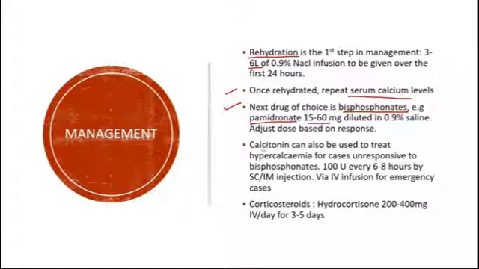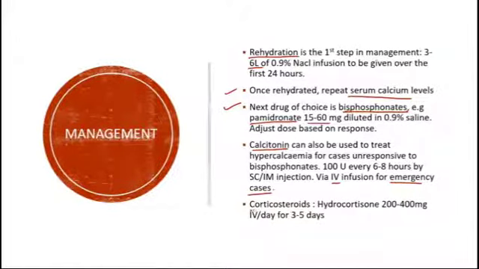The third line in the management is calcitonin. Remember that the parafollicular C cells of the thyroid already secrete this hormone, which opposes the action of PTH. This can also be given for cases unresponsive to bisphosphonates. 100 units every 6 to 8 hours by either a subcut or intramuscular injection. And you can give the IV route, but this is only for emergency cases. By this point, you would have certainly had senior input from either the registrar or the consultants in treating hypercalcemia.